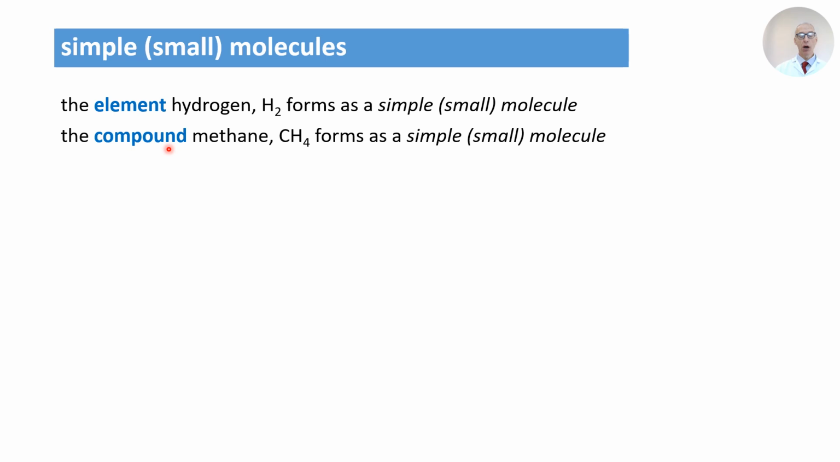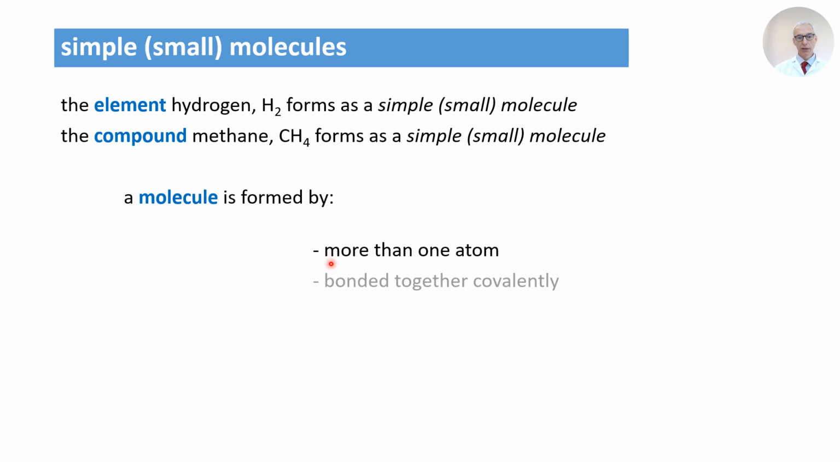Methane, on the other hand, is a compound, but it also formed a simple or small molecule. So we need to define what we mean by the word molecule. It's more than one atom bonded together covalently. It can be an element, as in the case of hydrogen, 2 hydrogen atoms, or it could be a compound, methane, carbon and hydrogen, 2 different types of atom bonded together covalently. But they all are called or referred to as molecules.